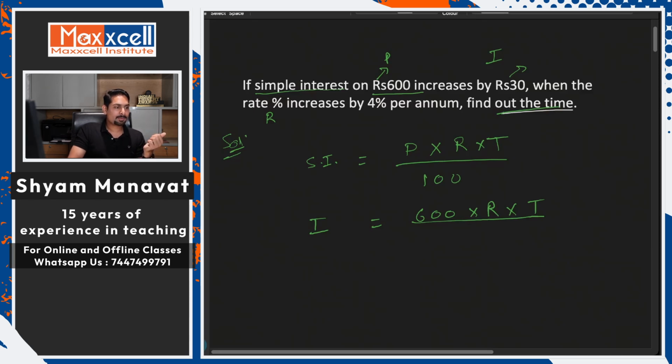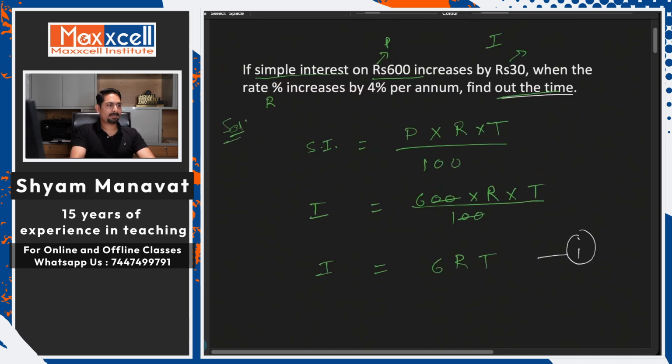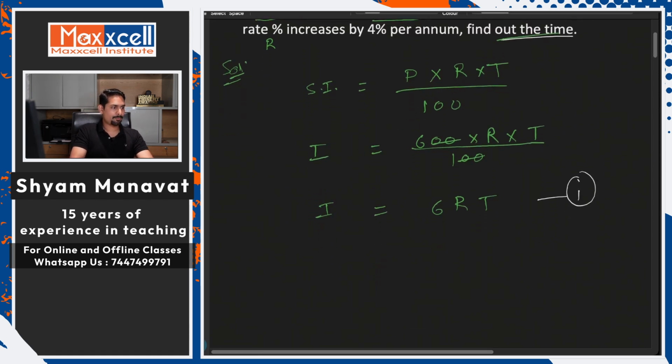So divide by 100, here we cancel. So here we got I equal to 6RT. Let's call this equation number 1. Now if the rate of interest increases by 4%, then interest will also increase by 30. Let's consider this information now. So it says the rate of interest, if it is R plus 4, then interest will also increase by 30. So the new interest will be I plus 30, right?